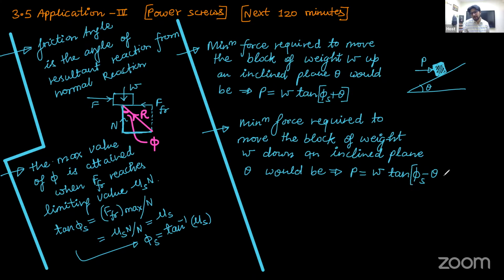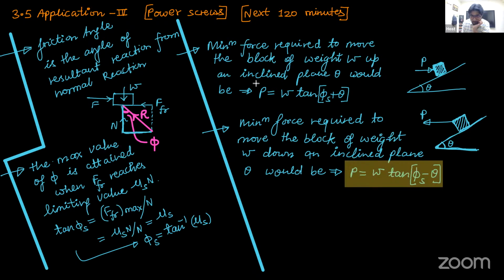Phi s is just another way of expressing the coefficient of friction. Angle of repose is just another way of expressing coefficient of friction, and coefficient of friction is just another way of expressing angle of repose. So if there is a block of weight W and you want to move that block down the plane of angle theta, my dear friends, the force required is going to be this much. To move the block up an inclined plane, the force required is going to be this much.